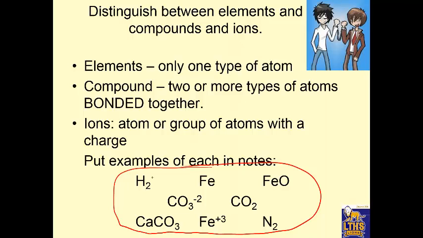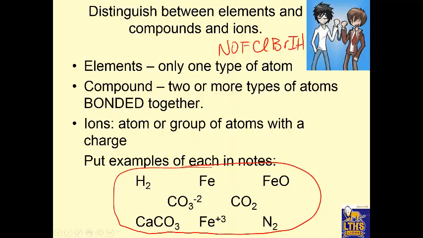For instance, if you see H2, is it an element, a compound, or an ion? Well, there's no charge, so ion's out. It's not two or more kinds of atoms because they're both hydrogen, so this is an element. That's one of our diatomic elements. Don't forget our diatomics. These are all the elements that when they hang out by themselves, they're never really by themselves.